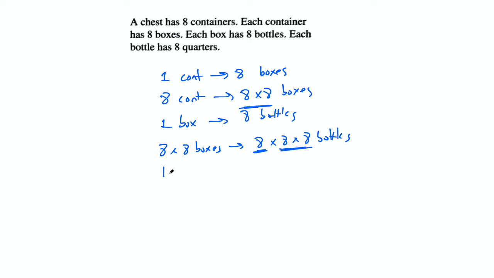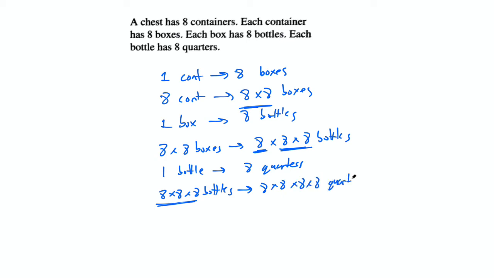And we know that each bottle contains 8 quarters. So if we have 8 times 8 times 8 bottles, and each bottle contains 8 quarters, we just have to multiply this number by 8 again. That will be the number of quarters in this entire chest.